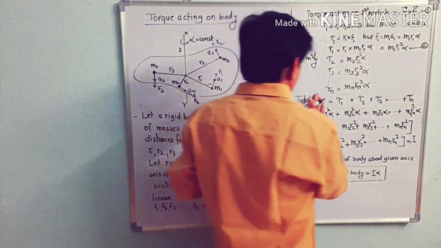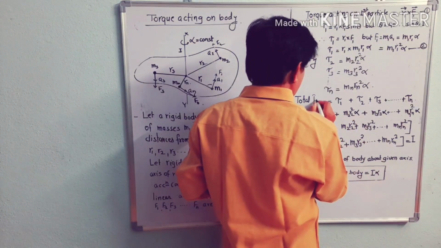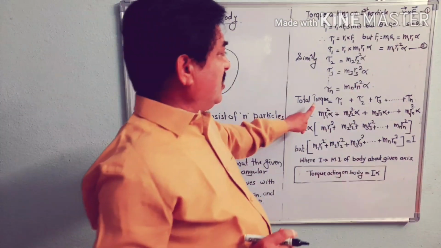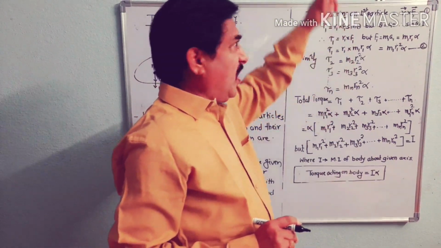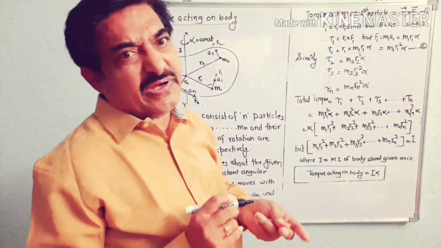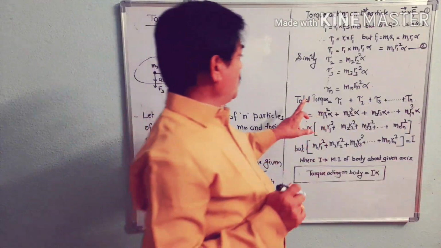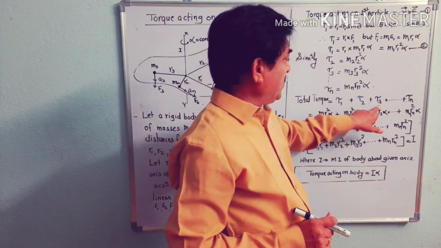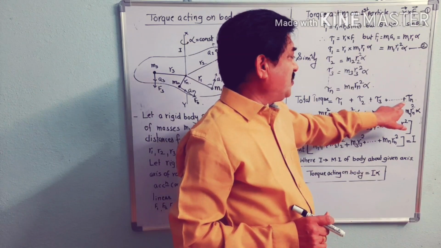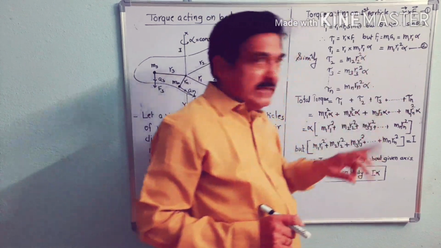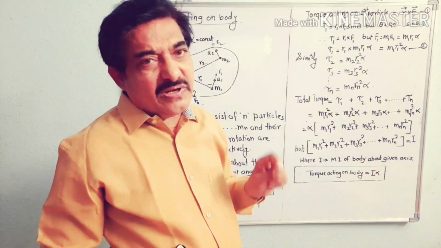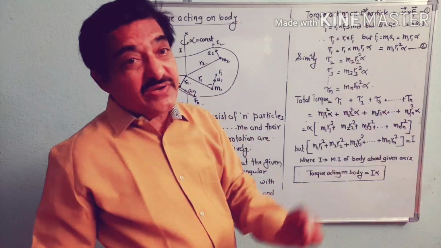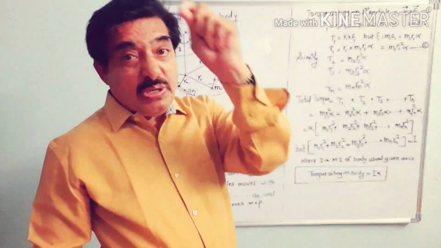So the total torque acting on a body is the sum of all torques which are acting on the particles. So total torque is equal to τ1 plus τ2 plus τ3 and so on up to plus τn, that is the torque acting on the nth particle. So we have taken the summation of all torques acting from the first particle to the nth particle.